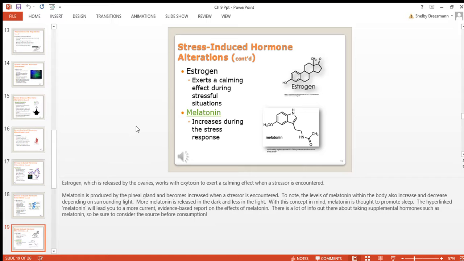Melatonin is produced by the pineal gland and is increased when a stressor is encountered. Melatonin in the body also increases and decreases depending on surrounding light. More melatonin is released during the dark and less in the light. This is why melatonin is thought to promote sleep.